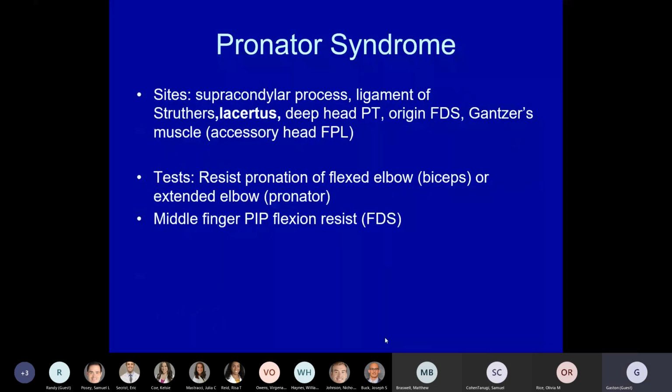Sites of compression of pronator have been asked. You can have a supracondylar process, which I'll show you a picture of in a minute. The ligament of Struthers, not to be confused with the arcade of Struthers, which compresses the ulnar nerve at the elbow. The lacertus has been asked. The deep head of the pronator teres, the origin of the FDS, and then also what's called Gantzer's muscle, which is an accessory FPL. Those are all potential sites of compression of the median nerve in the proximal forearm.